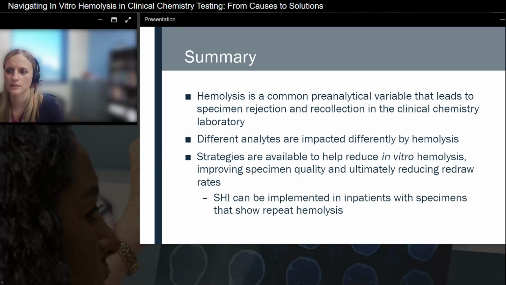With that, we will wrap up this presentation on Introduction to Hemolysis in the Clinical Laboratory. From this presentation, one should learn that hemolysis is a common pre-analytical variable that leads to specimen rejection and recollection in the clinical laboratory. Not all analytes are created equal, as different analytes are impacted differently by hemolysis. There are strategies to help reduce in vitro hemolysis, ultimately reducing rejection and redraw rates. One process in particular, called special handling instructions, is an option for use in patients that have repeatedly hemolyzed specimens.